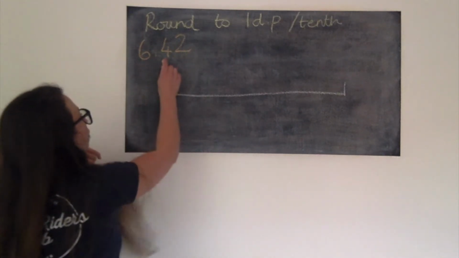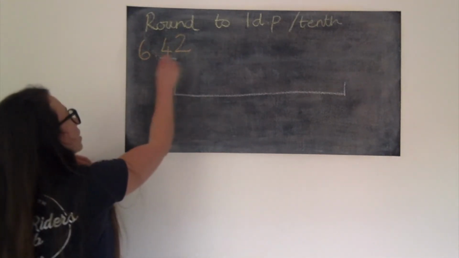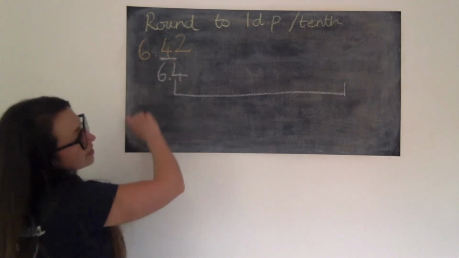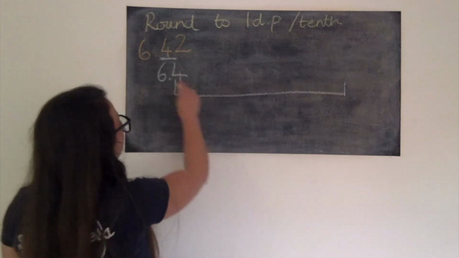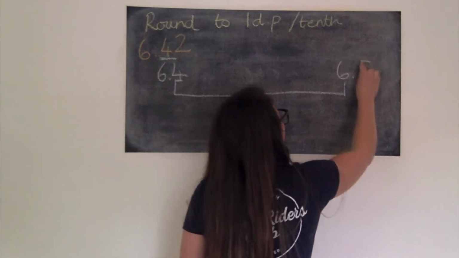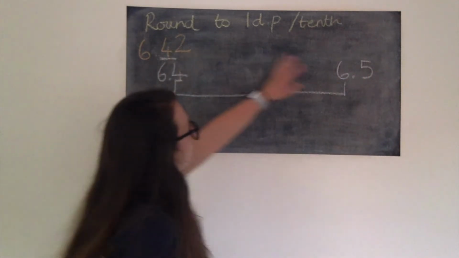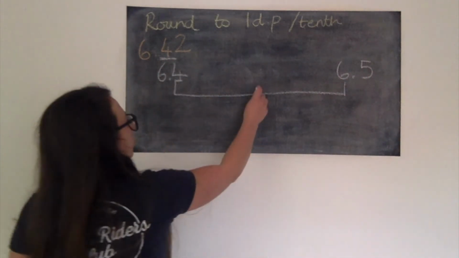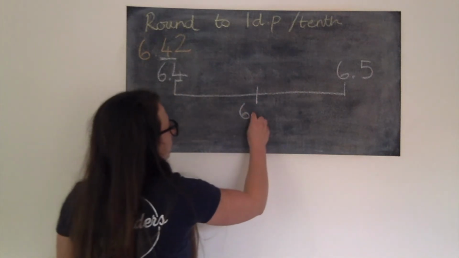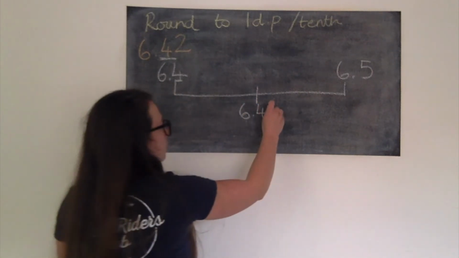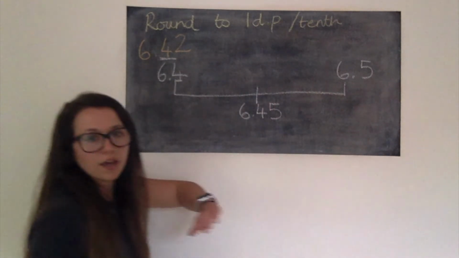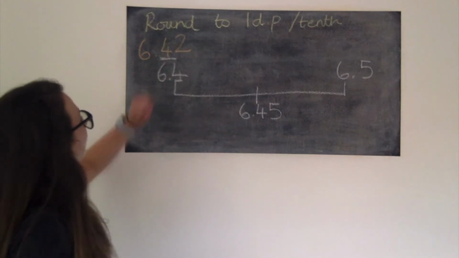I want to know what tenths it lies between. So over here I've got 6 point, and then this is my tenths column, so 6.4. Now what's the next tenth on the number line? So 1 up from this, so it would be 6.5. So 4 tenths and then 5 tenths. Halfway between, so now we're counting in our hundredths, is 6.45, 4 tenths and 5 hundredths, because there's 10 hundredths between here and here.